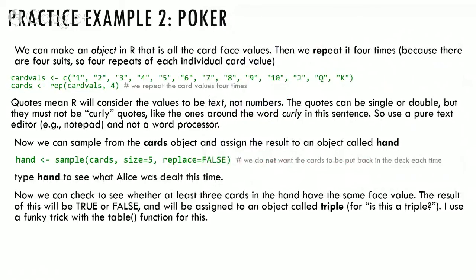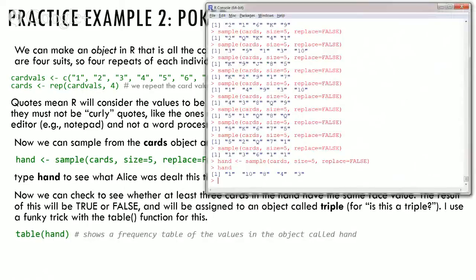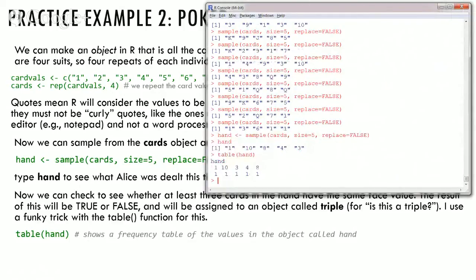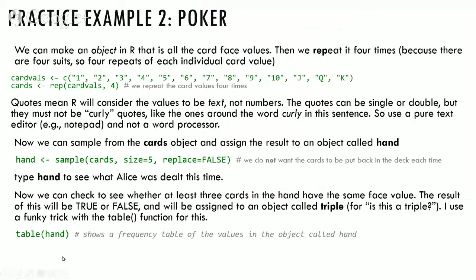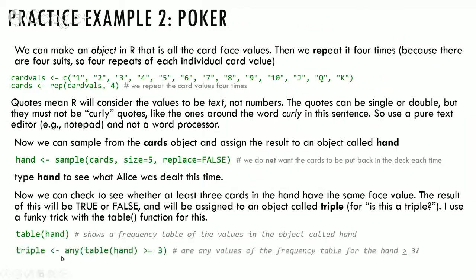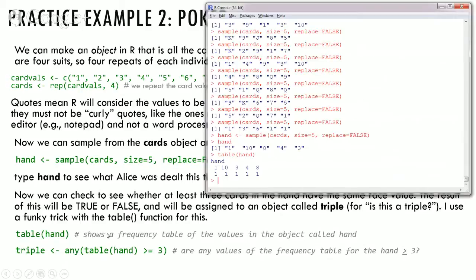All we care for triples is whether the face value is the same, not the suit. So now we can check whether at least 3 cards in a hand have the same face value. We can use that frequency table, table hand. There's a 1, a 10, a 3, a 4, and an 8, and none of them recurs more than once. If you had a 4 and this said 3, that would mean there were 3 4s. So we can piggyback on that, and say a triple is any of these values in the frequency table greater than or equal to 3.